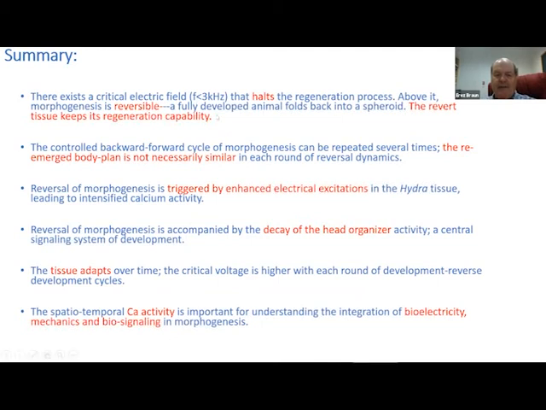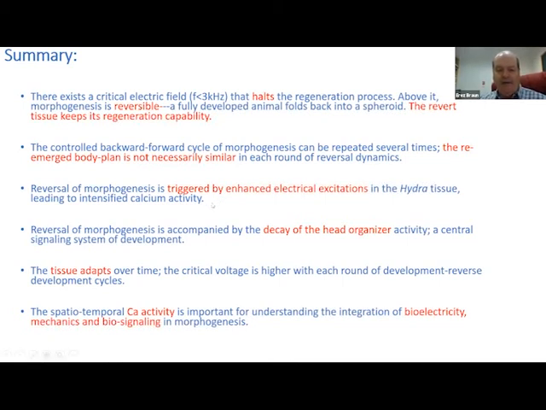So first, there is a critical electric field below 3 kilohertz that halts regeneration and even leads to reversible morphogenesis. And it's important to emphasize that the reverted tissue keeps its regeneration capability. So there is no damage to the tissue. Each time you restart regeneration, you can initiate a different trajectory in development. This is manifested in a different body plan that emerges every time you do a cycle like this.